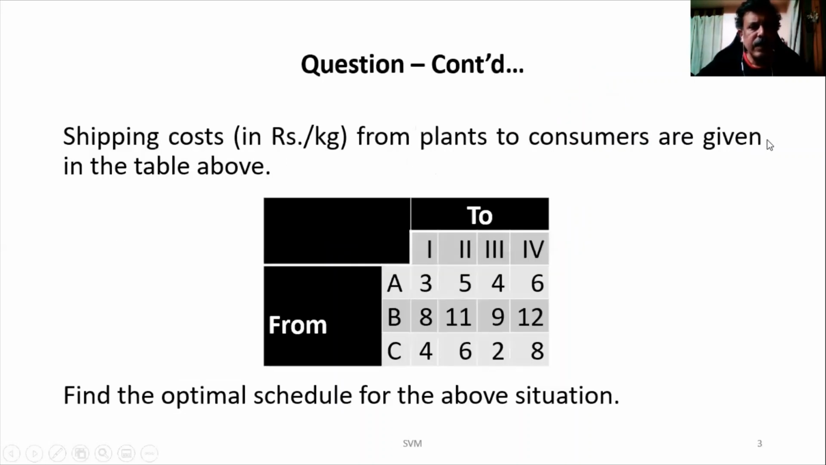Then further, they had given us shipping costs in rupees per kg from plants to consumers. Plants means A, B, C, consumers means this 1, 2, 3 and 4 are given again. So if I consider this particular 9, it is the transportation cost or shipping cost from plant B to consumer 3. It is 9 rupees per kg, right? For this situation, we are supposed to find what will be the optimal schedule.